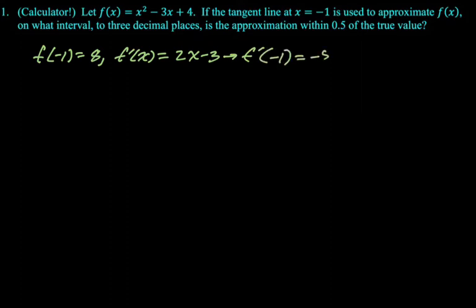And now I need to write the tangent line, so I'm going to write that in point slope form. So the tangent line is y minus 8 equals -5 quantity x plus 1. All right, that's our tangent line.